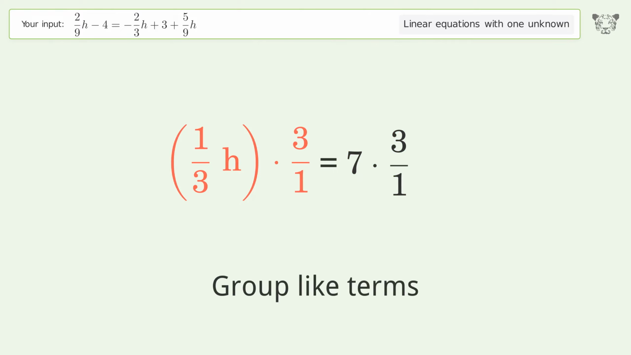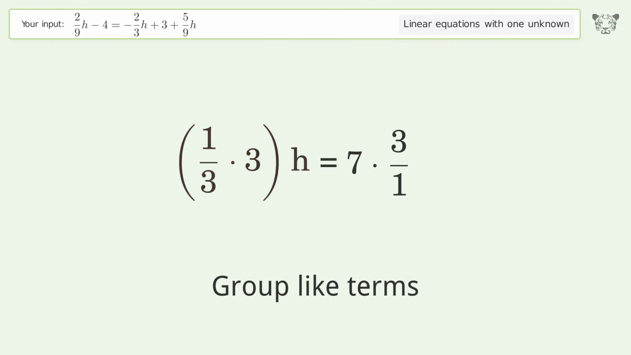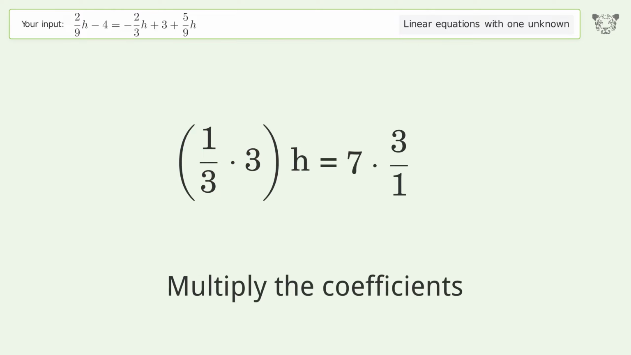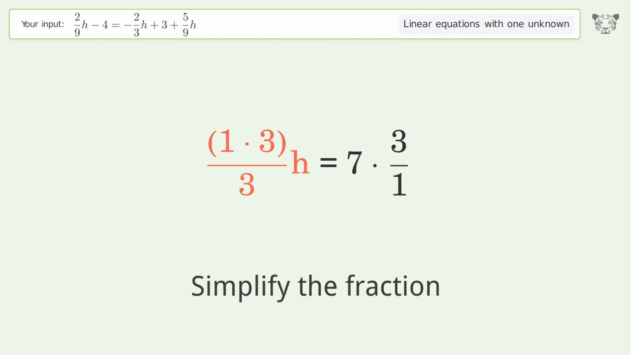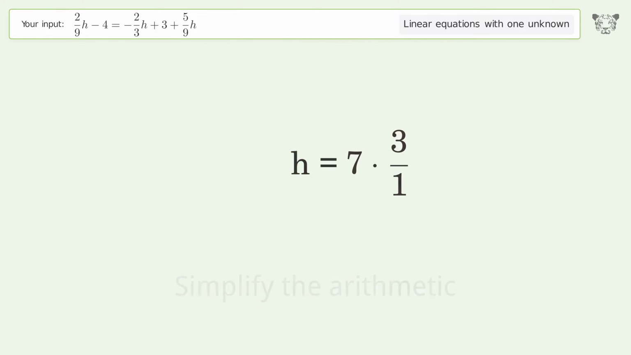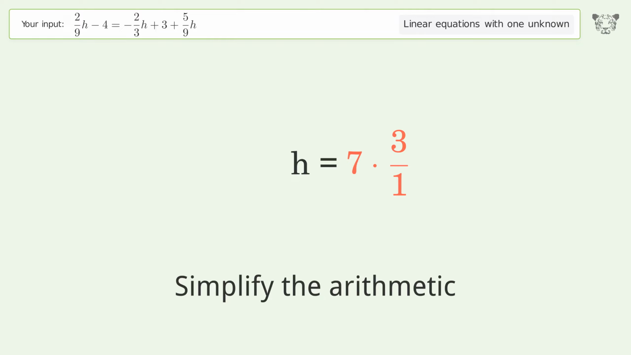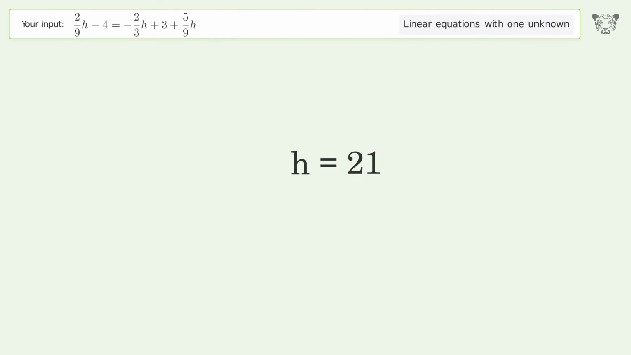Group like terms. Multiply the coefficients. Simplify the fraction. Simplify the arithmetic. And so the final result is h equals 21.